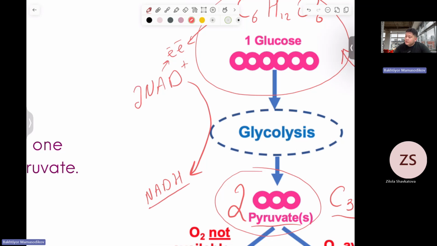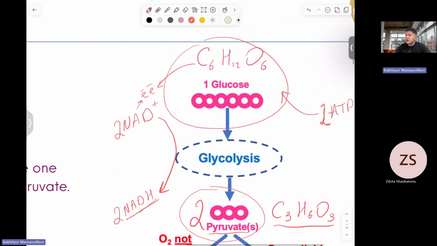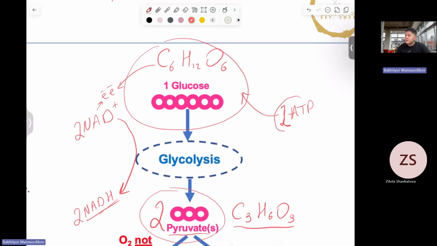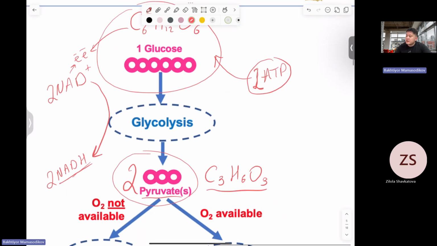So two molecules of the NAD plus are going to come to this reaction. How many NADH are going to be released? Of course, two NADH. So two molecules of NAD plus are reduced to two molecules of NADH here. Two molecules of ATP were invested in this reaction, and as a result, after the reaction, we are getting 4 molecules of the ATP.